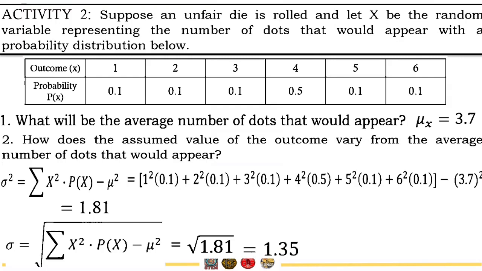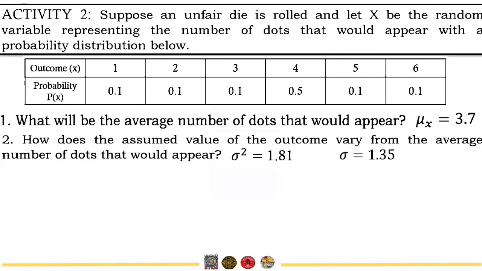So what does 1.35 mean? It is the variability of the number of outcomes, 1, 2, 3, 4, 5, 6. How will they vary from the average? What is the average? It is 3.7. With respect to the mean, which is 3.7, the spread of our normal distribution graph, or the bell curve, will be 1.35 to the right of 3.7 and 1.35 to the left of 3.7.